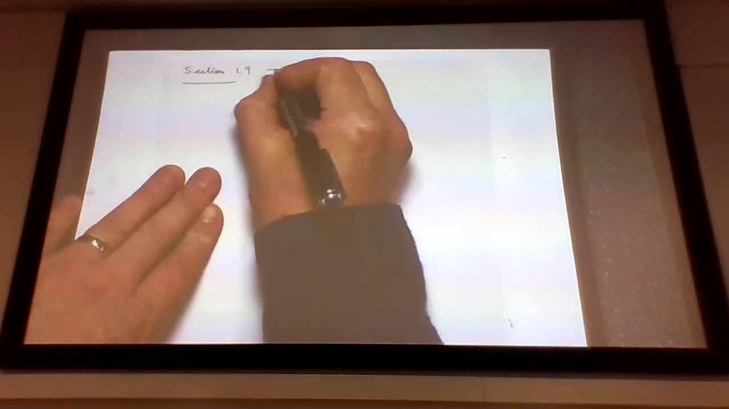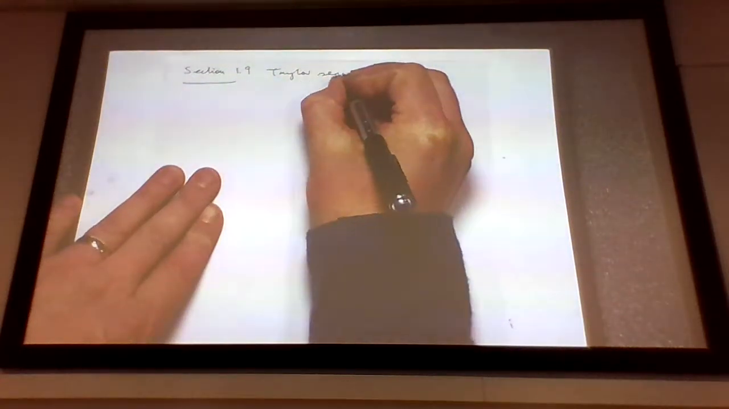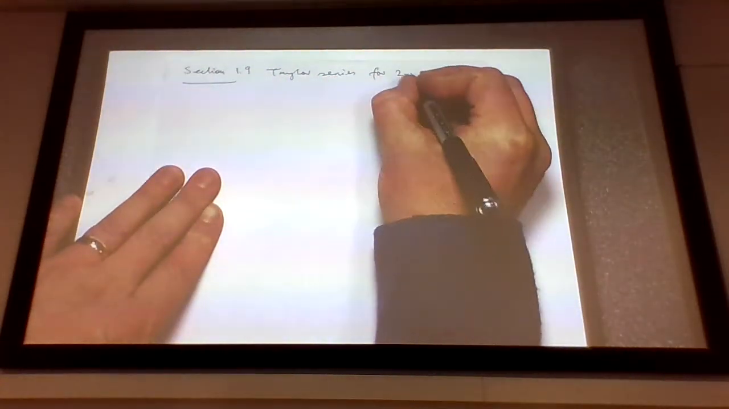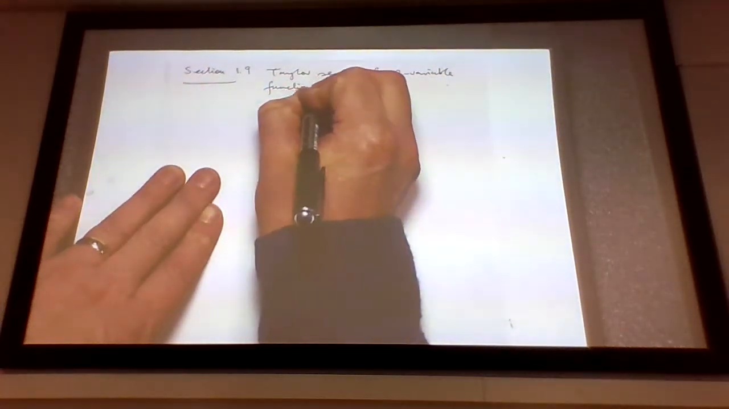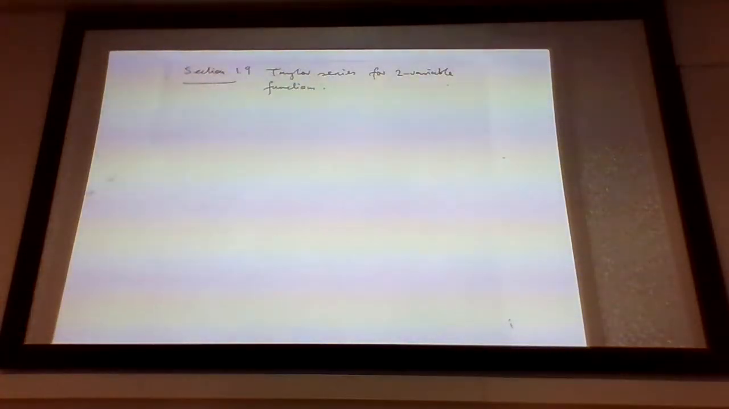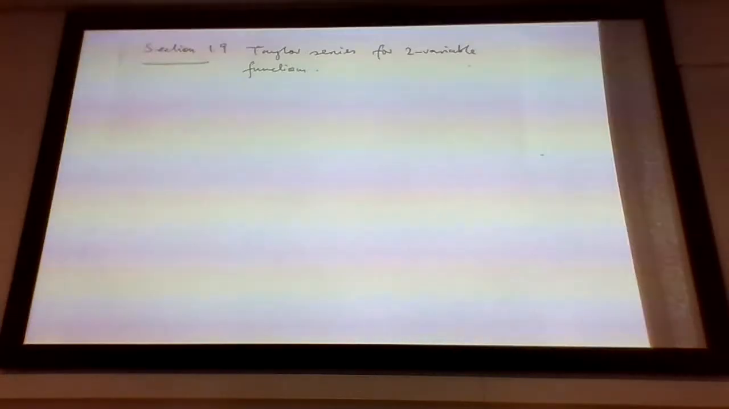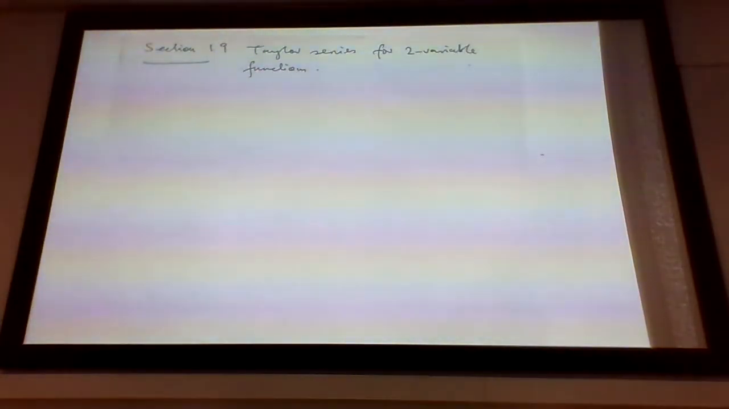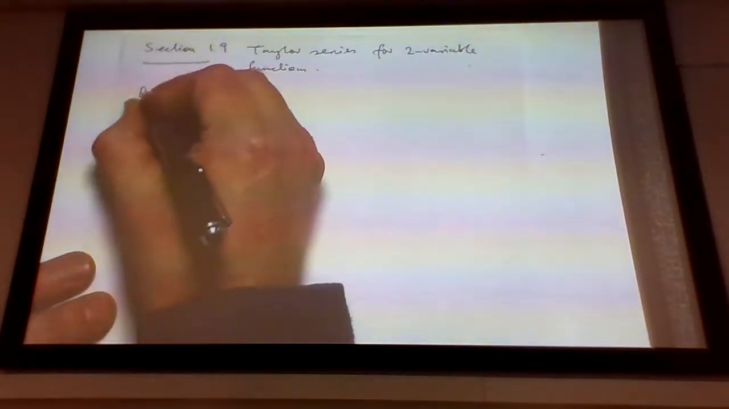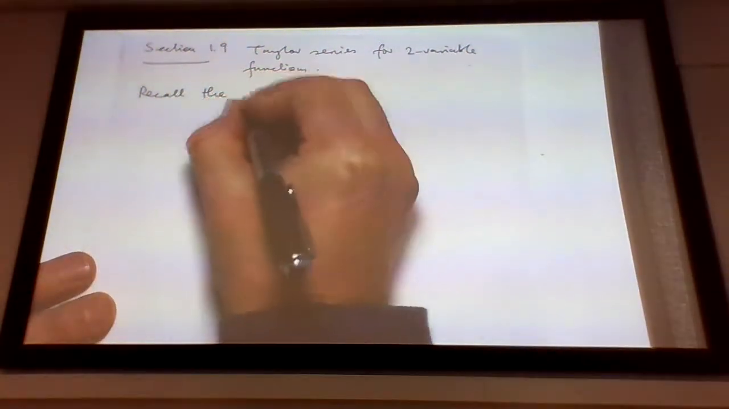We're going to have a look at sections 1.9 and 1.10 in the notes. So section 1.9 on Taylor series for two variable functions. First of all, I just want to remind you of something you already know, which is about Taylor series of functions of a single variable. So we're going to recall the single variable case.